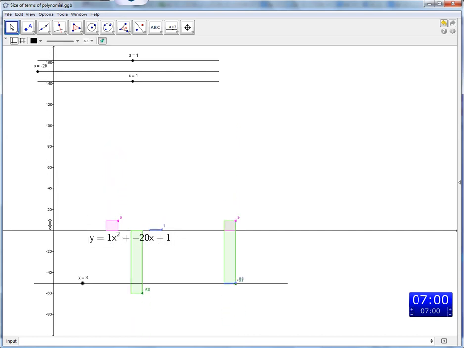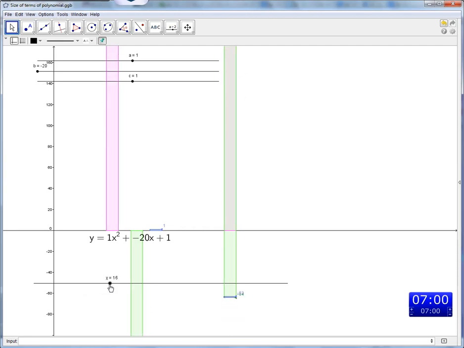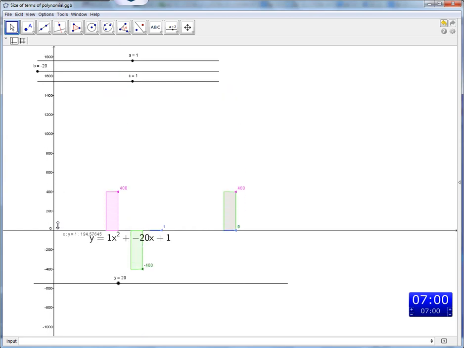You go, Carlos. For right now, this is still very, very large. We'll keep going. Let's take it to 20, see what happens there. Look, they're evenly matched: 400 and negative 400. Go to 21. Called it. 441, negative 420. So from here on out, any x bigger than that, the pink is definitely going to be bigger than the green.